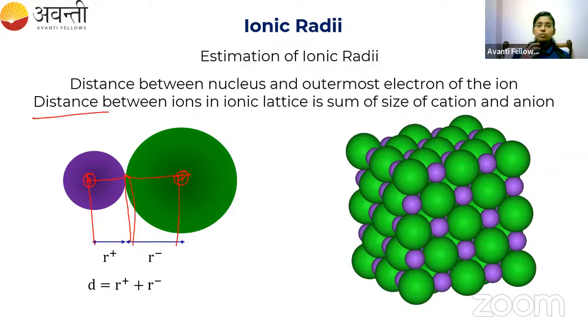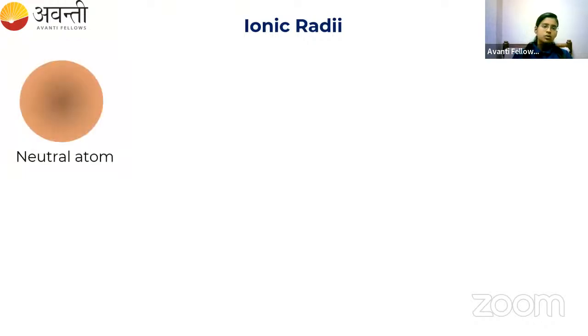Now, how to measure the ionic radii? First of all, tell me how will you get a cation from a neutral atom? I have a neutral atom. What neutral atom can we take? We can take sodium. So this is a sodium atom. How will you get the sodium cation from sodium? By removal of electron, or by addition of electron? Which one?